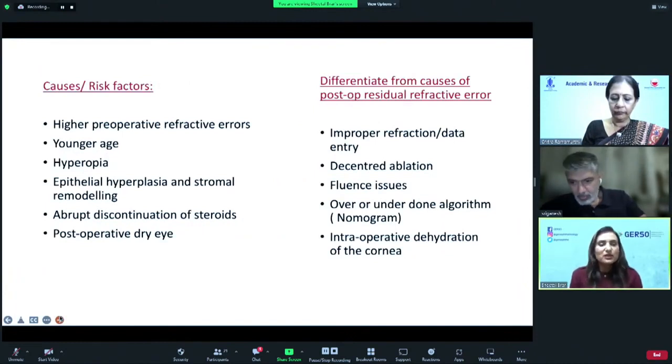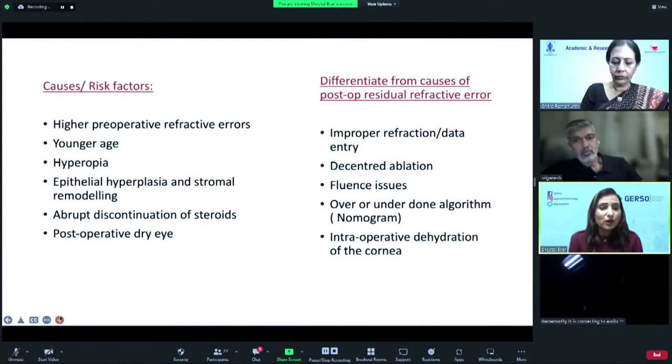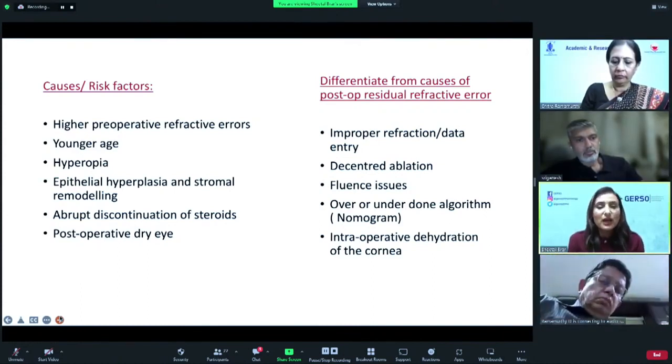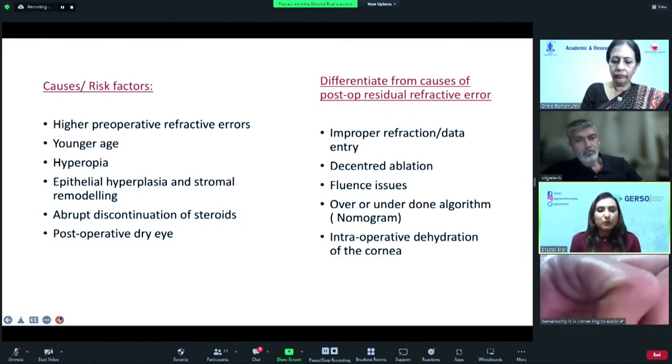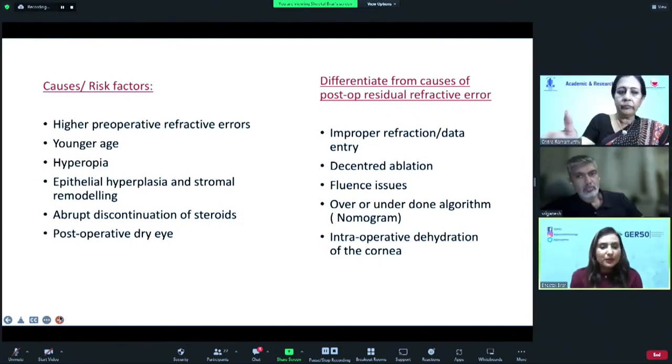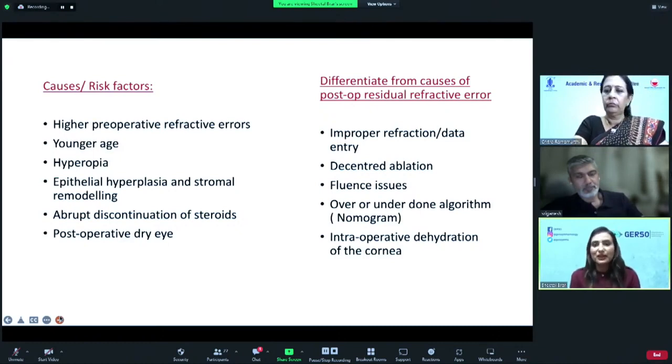So we all know there are some risk factors and causes which we are aware of: high preoperative refractive errors, young age, hyperopic refractive error, postoperative epithelial hyperplasia and stromal remodeling, abrupt discontinuation of steroids, especially after PRK, and postoperative dry eye is also linked with regression after corneal refractive surgeries.